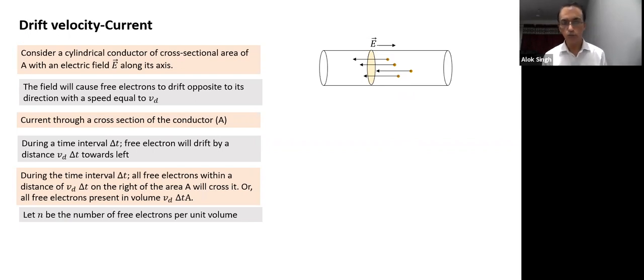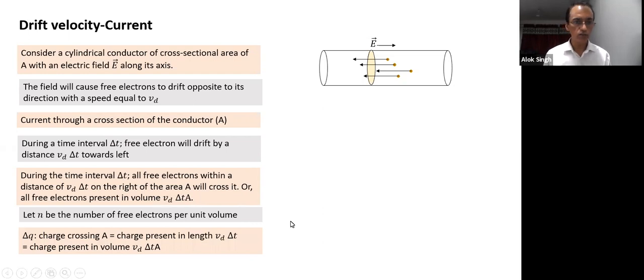If you take volume V, number of electrons will be n into V, and charge of all electrons will be number into charge of each electron, which will be n e into V. What we understand, n is the number of free electrons per volume. What will be the charge per unit volume? Charge per unit volume will be n into e. n is the number of free electrons per volume, and how many free electrons are there per unit volume is a property of the material. We'll see that later.